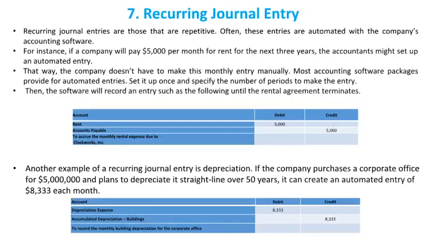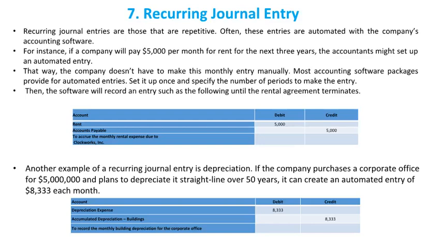Number 7 type of journal entry is recurring journal entry. Recurring journal entries are those that are repetitive. Often, these entries are automated with the company's accounting software. For instance, if a company will pay $5,000 per month for rent for the next 3 years, the accountants might set up an automated entry. That way, the company doesn't have to make this monthly entry manually.